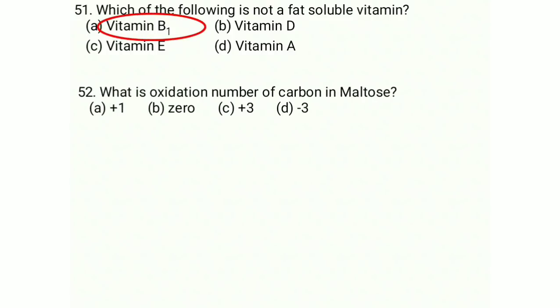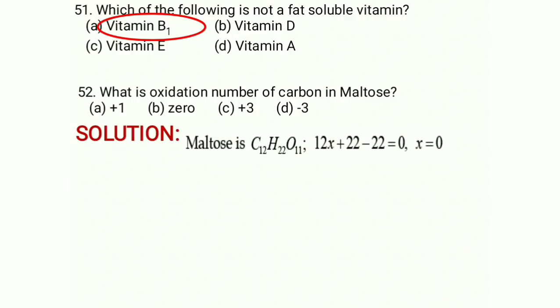Then, what is the oxidation number of carbon in maltose? Maltose formula, if you write C12H22O11, then use the redox reaction concept. So in this particular case, 12x plus 22 hydrogen minus 11 into 2 is equal to 0, so x is equal to 0. So the answer for this question is 0.